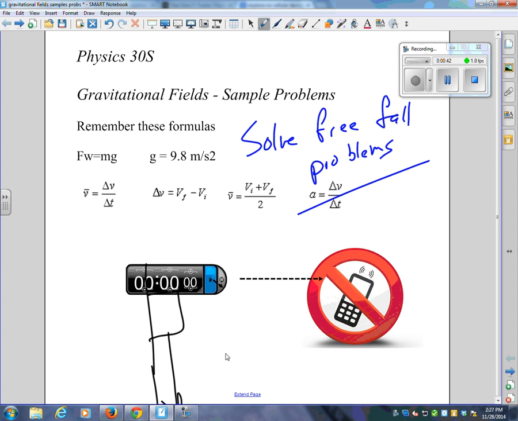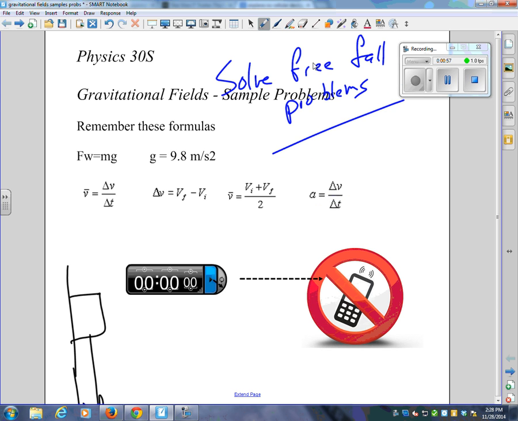Okay, so let's begin. There are the formulas you're going to need. Basically, weight force is mg. You need to know that g, or acceleration, is 9.8 meters per second squared. And then the formulas we had from the start of the year: v bar equals delta v over delta t, delta v is vf minus vi, v bar equals (vf plus vi) over 2, and a equals delta v over delta t. You have them all right on your sheet, nicely laid out for you. So let's begin.